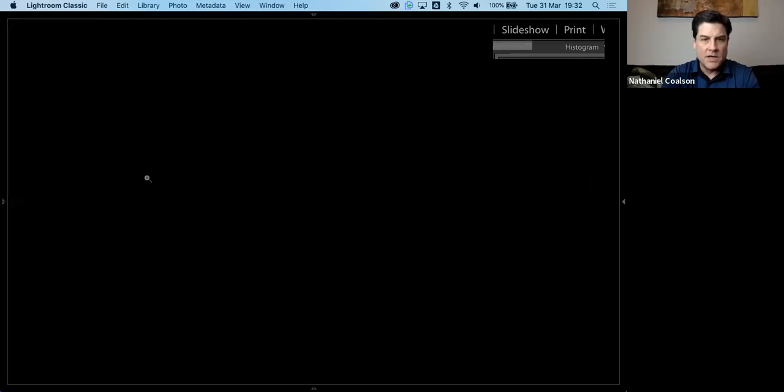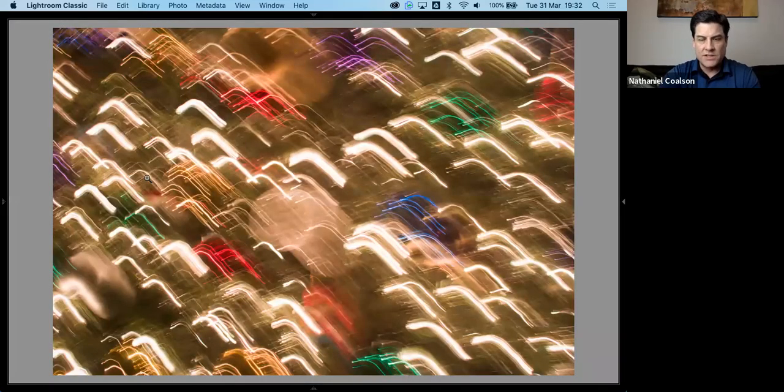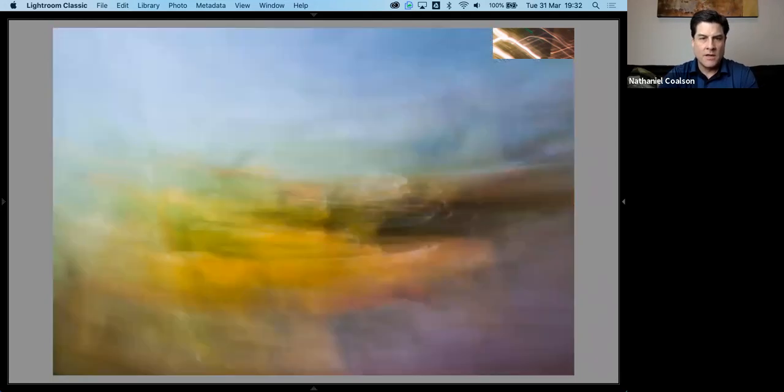Right, this is reflections on Christmas tree ornaments and Christmas tree lights. This I sold as a big print to a hotel here in the UK. This is a close-up of a wall in an old stately home using intentional camera movement.